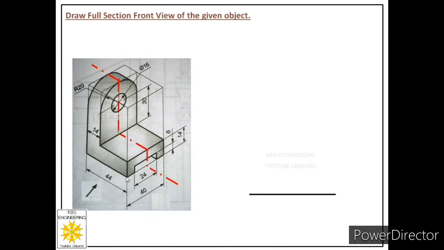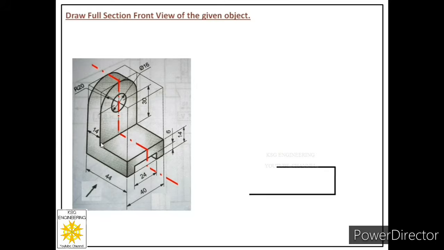Then from this point we have to draw a height of 14 millimeters in order to draw this face. So from this point we have to draw a height of 14 millimeters. Then we have reached this point, and from this point we have to draw a length of how much? It is equal to 44 minus 14. So this is a length of 30 millimeters. So from this point we will sketch a length of 30 millimeters.